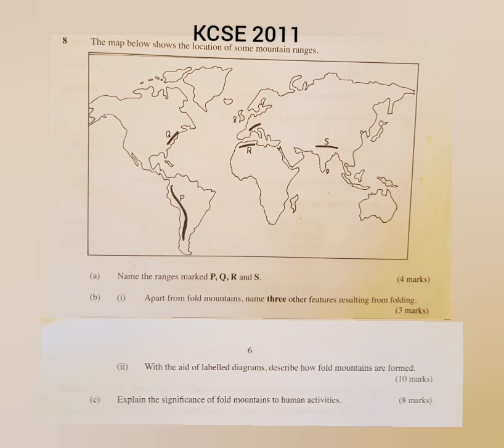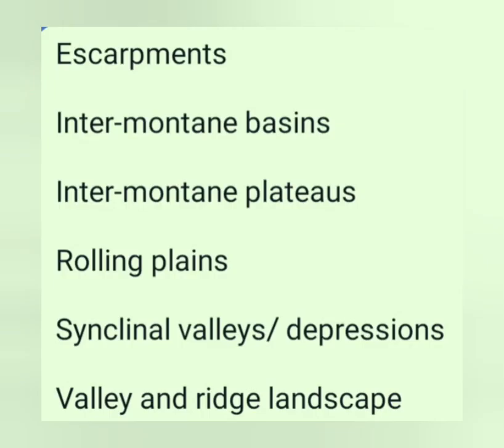Then question 8b, Roman 1. Apart from fold mountains, name 3 other features resulting from folding. This question is being repeated once again. We had already mentioned synclinal valleys, rolling plains, intermontane basins, intermontane plateaus, ridges, and so on. So that one we had already answered.